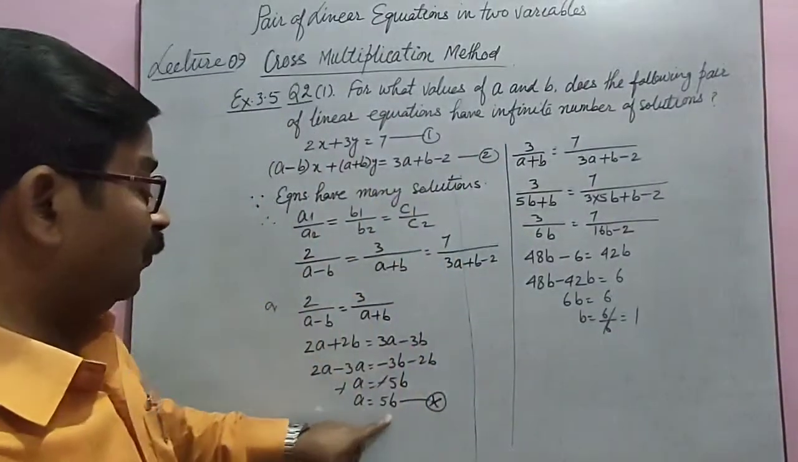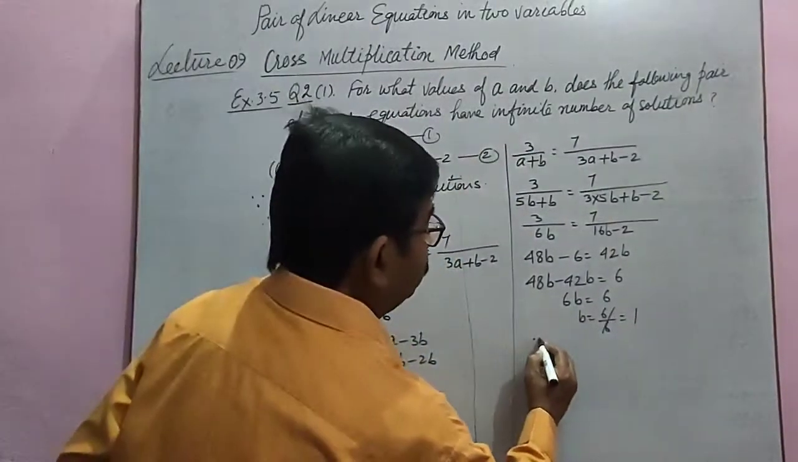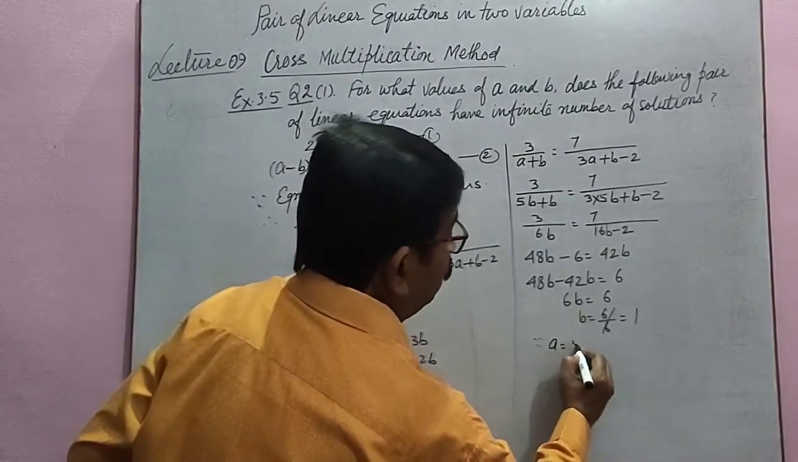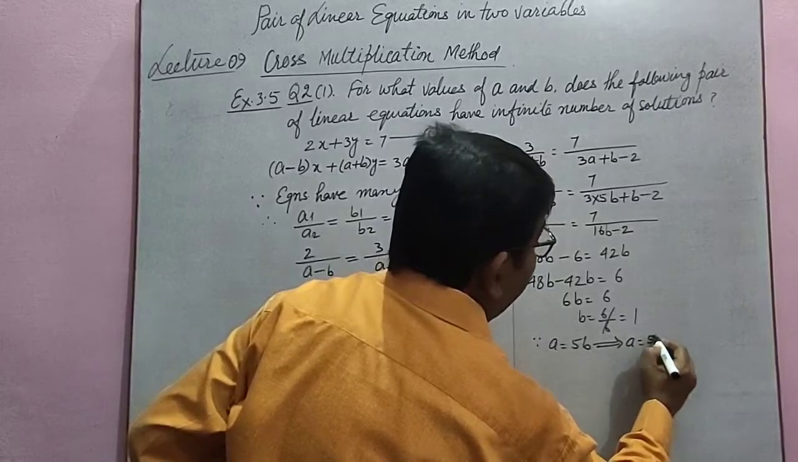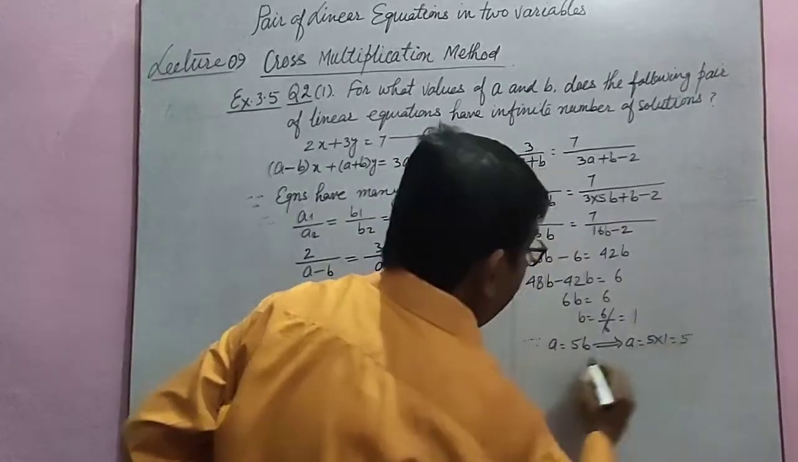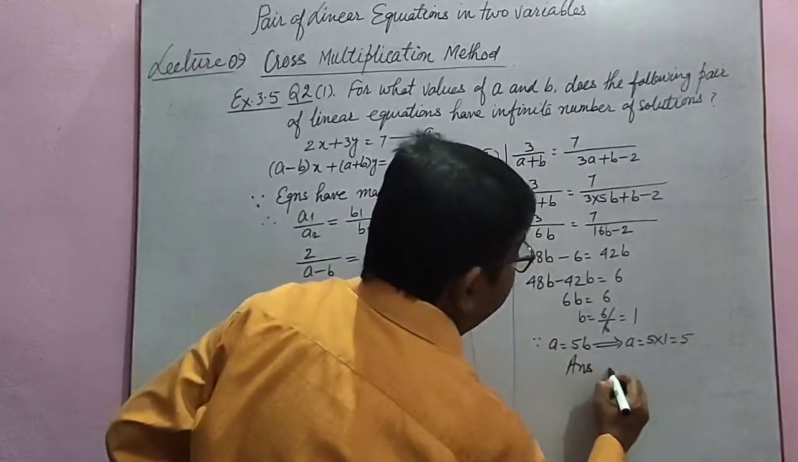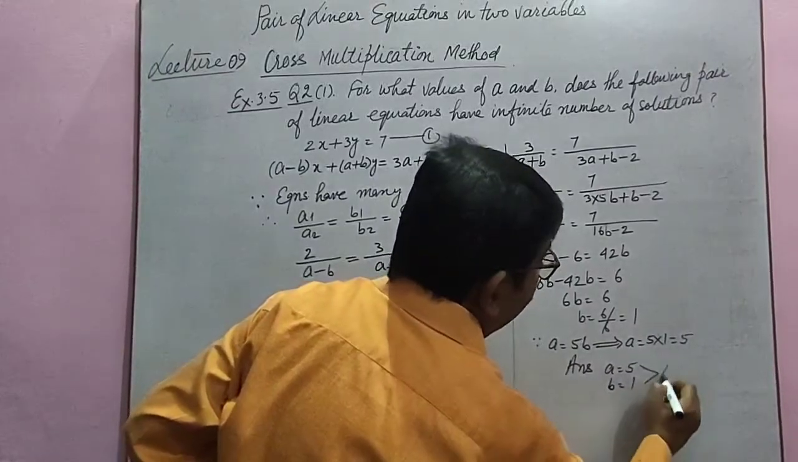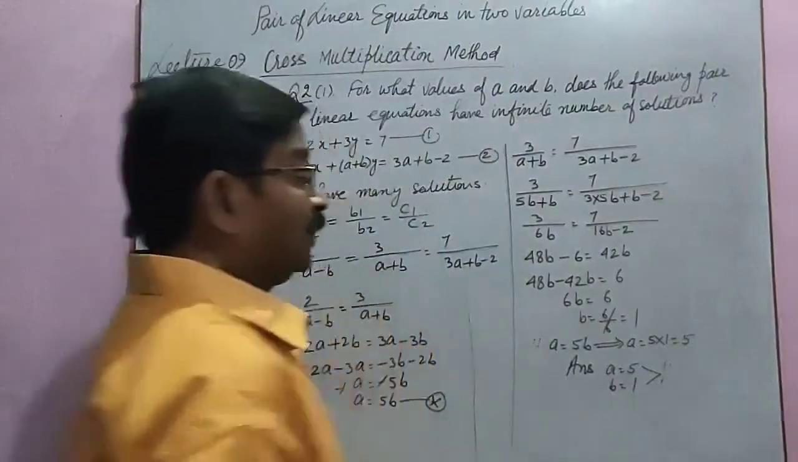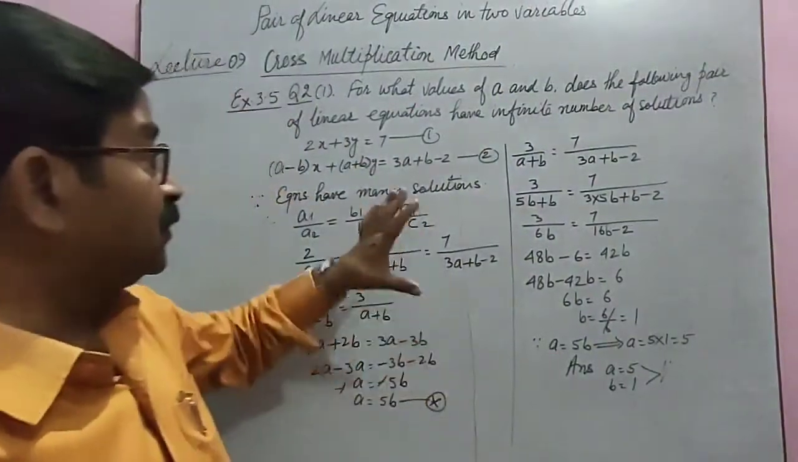Now get the value of a. Since a is equal to 5b, a is equal to 5 into 1, which is equal to 5. So your answer is a is equal to 5 and b is equal to 1. Is it okay? Means this is the solution.